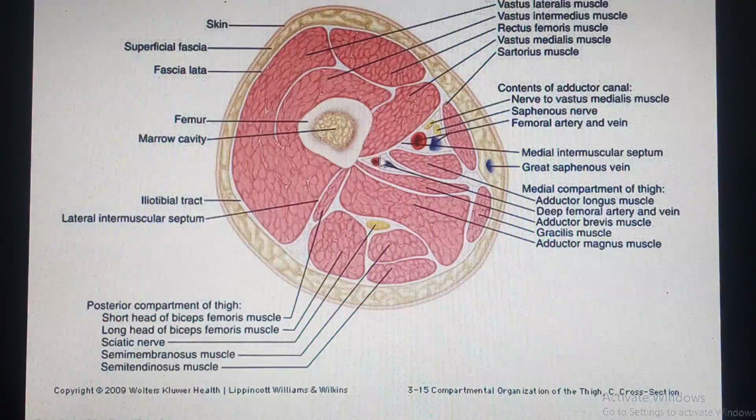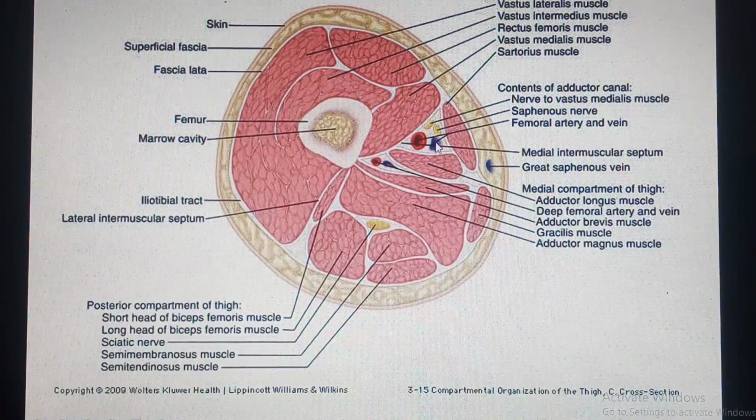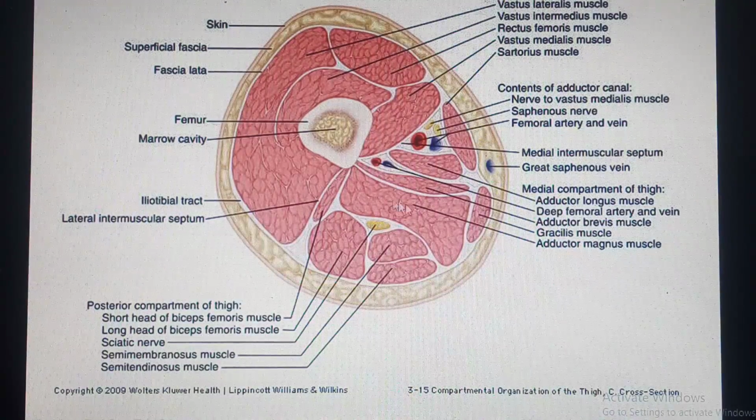So it will also lie over here, as you can see, as well as the deep femoral vein over here. But in any case, this deep artery of the thigh is a branch of the femoral artery. Of course, this deep vein will drain into the femoral vein. So that's what we are going to find over here regarding muscles in the medial compartment of the thigh. These are the muscles that you are going to see when you take that transverse section.